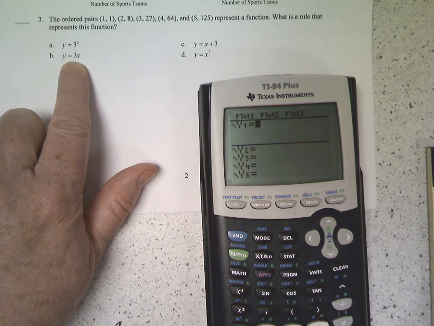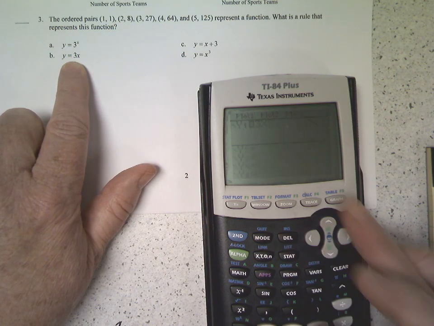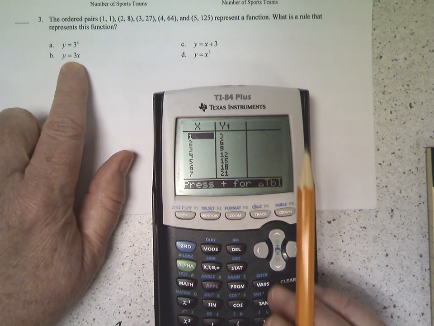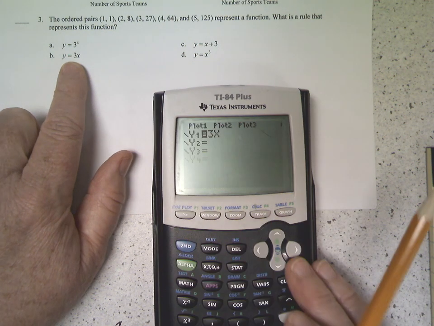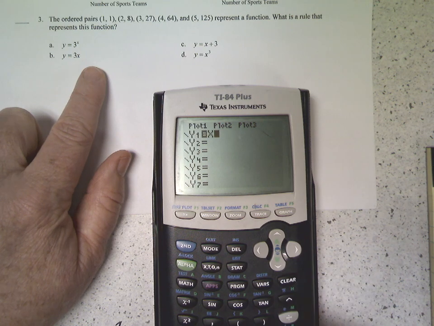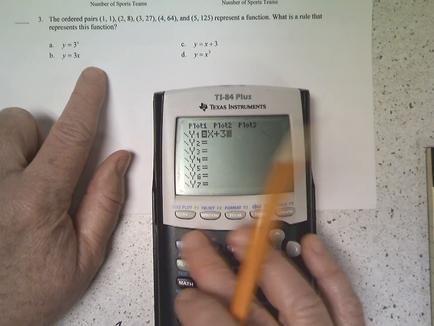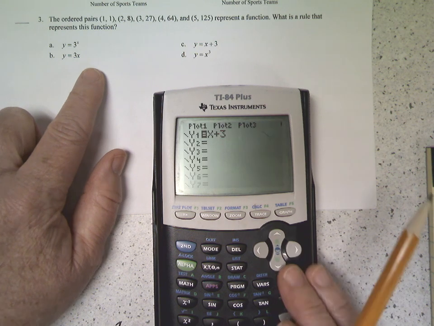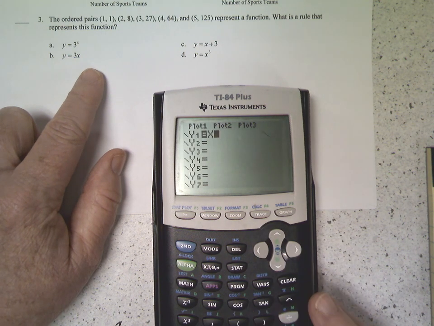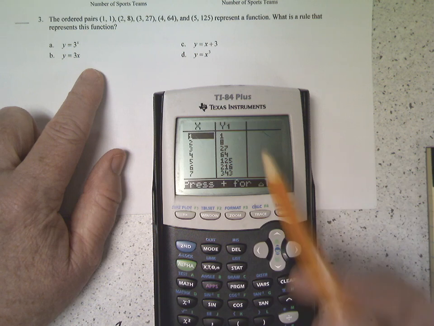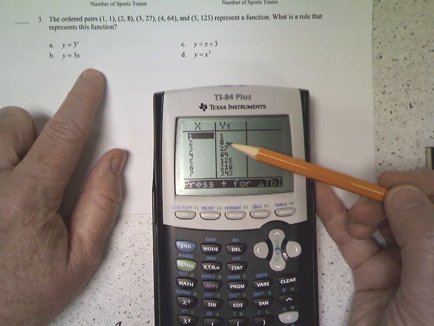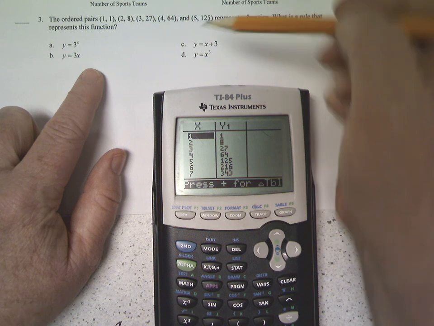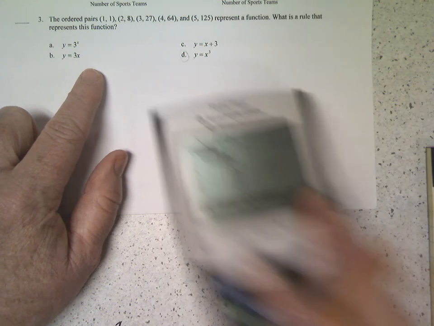I'm going to try B, 3x. Go to the table, still pairs it with 3, needs to be a 1, it's not, that's not it either. I'm going to go back, x plus 3, pairs it with 4, still not it. I'm going to go back, x to the third, pairs 1 with 1, 2 with 8, 3 with 27, 4 with 64, and 5 with 125. So that answer is D.